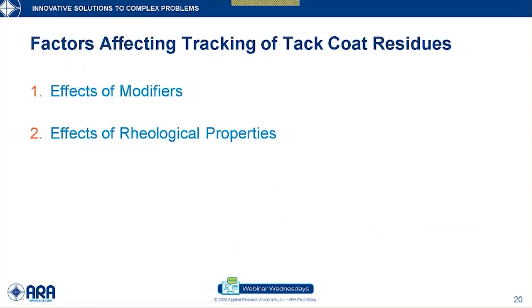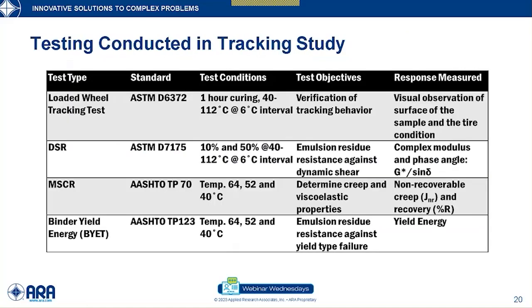I extended my study to see if there is an effect of modifiers on tracking, and also, besides G* over sine delta, if there is an effect of other rheological properties on tracking. This slide is kind of busy, but I placed it here to show you the testing I have done in the tracking study. At first, the loaded wheel tracking test, which I modified from ASTM D672. These are the test conditions, objectives, and the response measure.